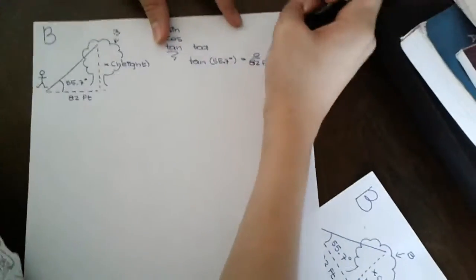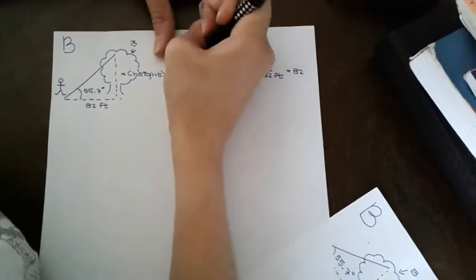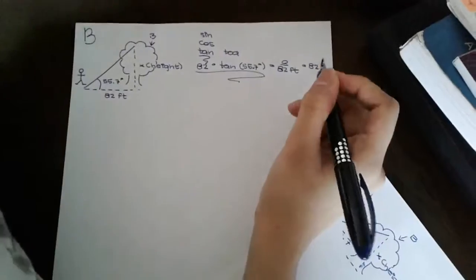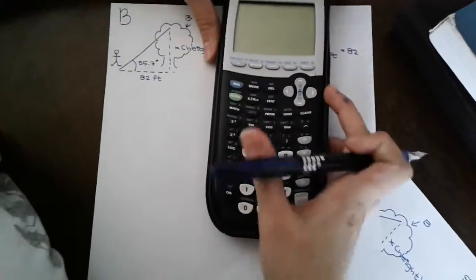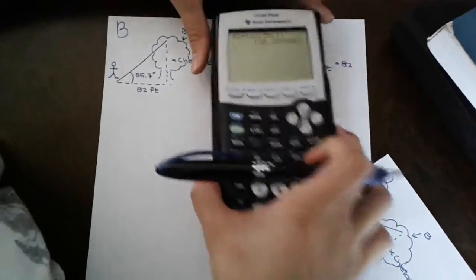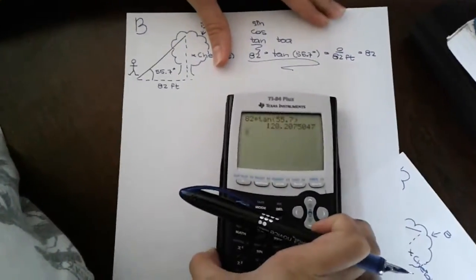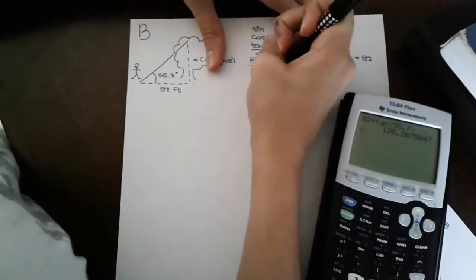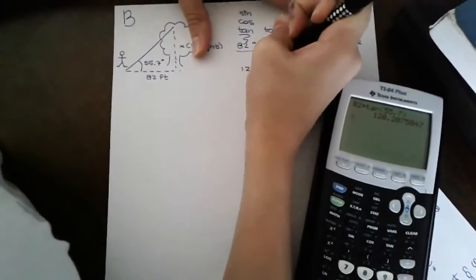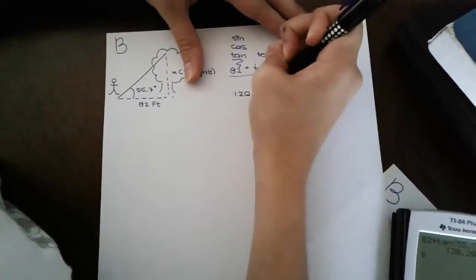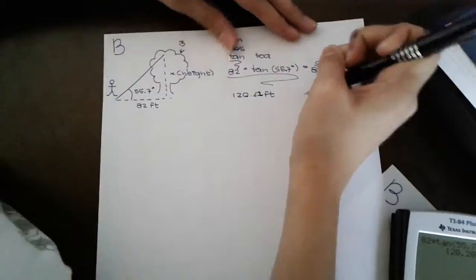Okay, now simply we have to multiply by 82 feet on each side to rid the side of the 82 feet. And from there, it's simply up to your calculator. Just make sure it's in degree mode, and voila. 82 times tan 55.7 is equal to 120.21 feet. And that should be the height of tree B.